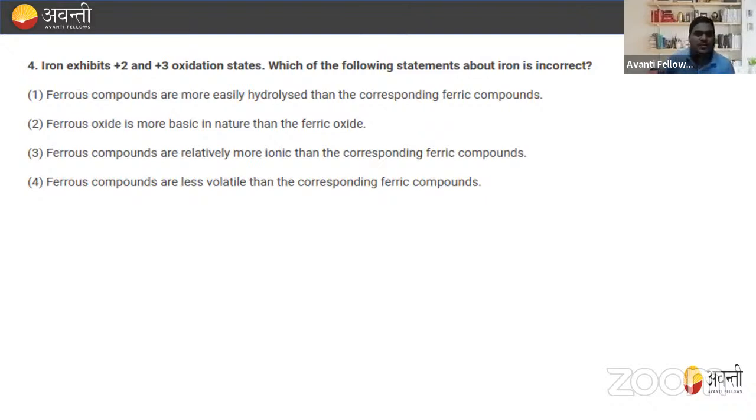The ferrous compounds are more easily hydrolyzed than the corresponding ferric compounds. Ferrous oxide is more basic in nature than ferric oxide. This is true. Ferrous oxide means Fe having +2 oxidation state, and ferric means +3. As the oxidation state increases, acidic character increases. The ferrous oxide is much more basic. Yeah, this is correct. This is the correct statement.